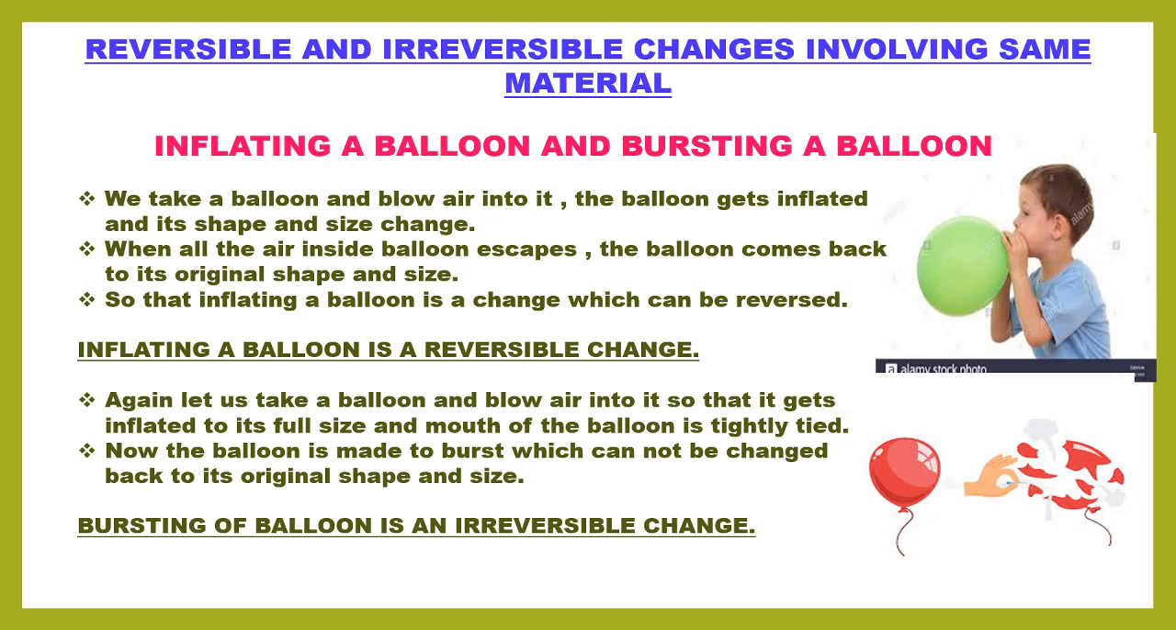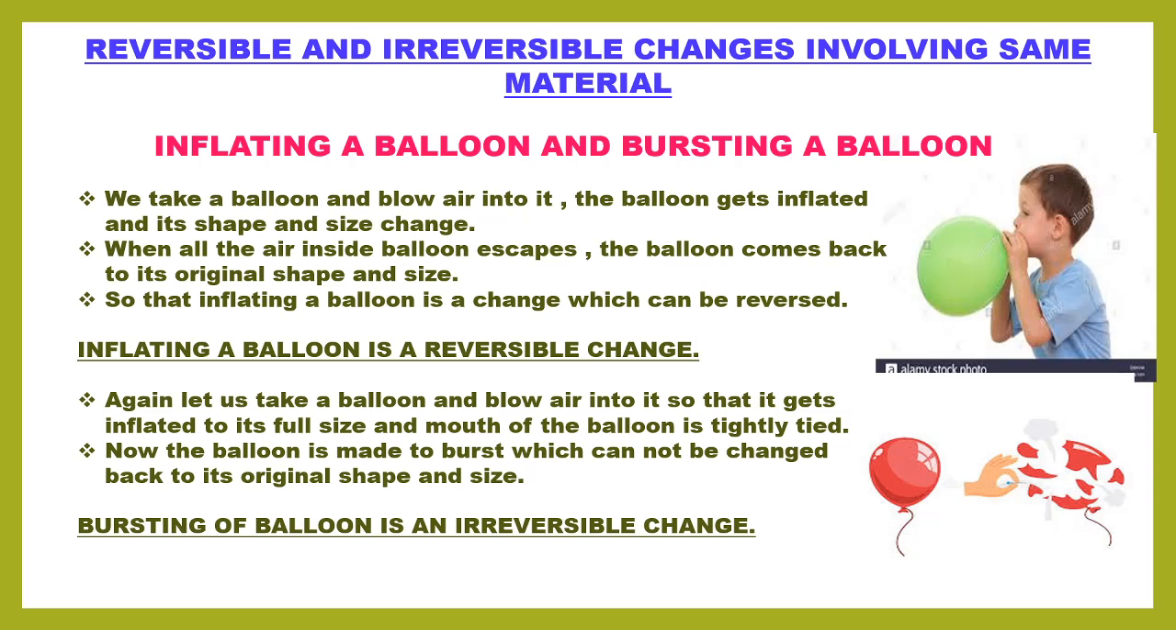Now when all the air inside the balloon is escaped, that is, we are artificially letting the air out through the same mouth of the balloon, we can see the balloon is coming back to its normal or original shape and size. So here we can say that inflating a balloon is a change that can be reversed, that can be taken back to its original form after the air is pushed out. So inflating a balloon here is a reversible change.